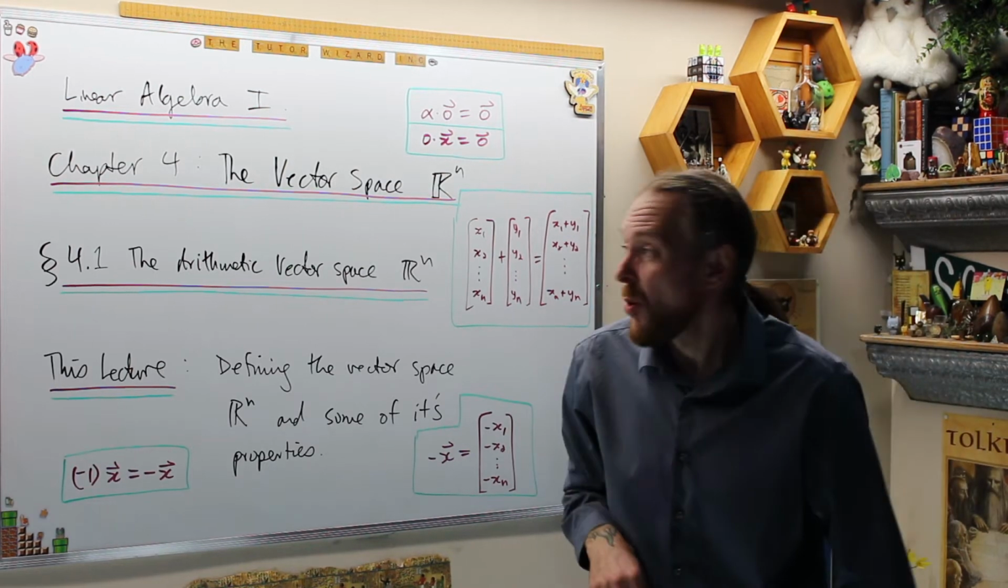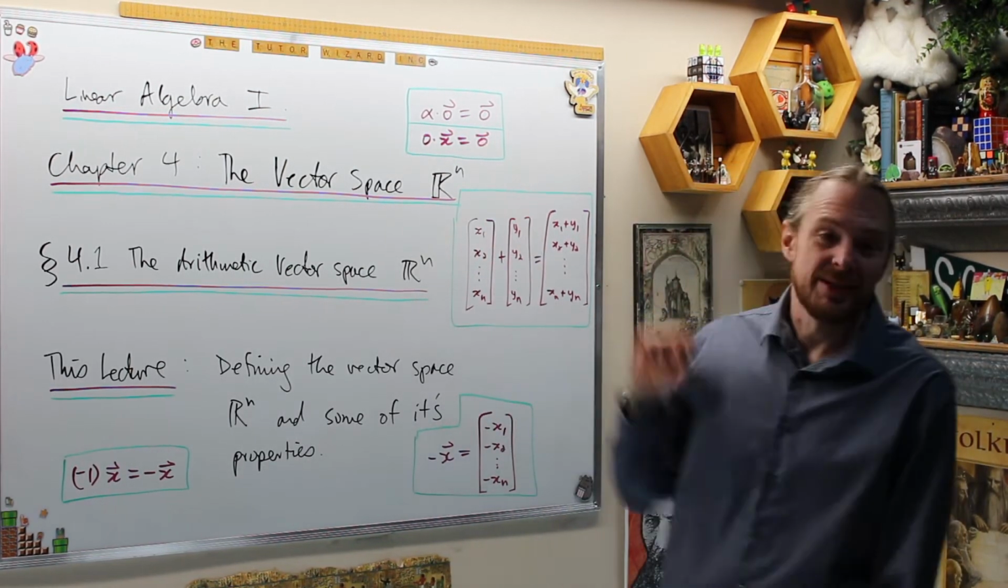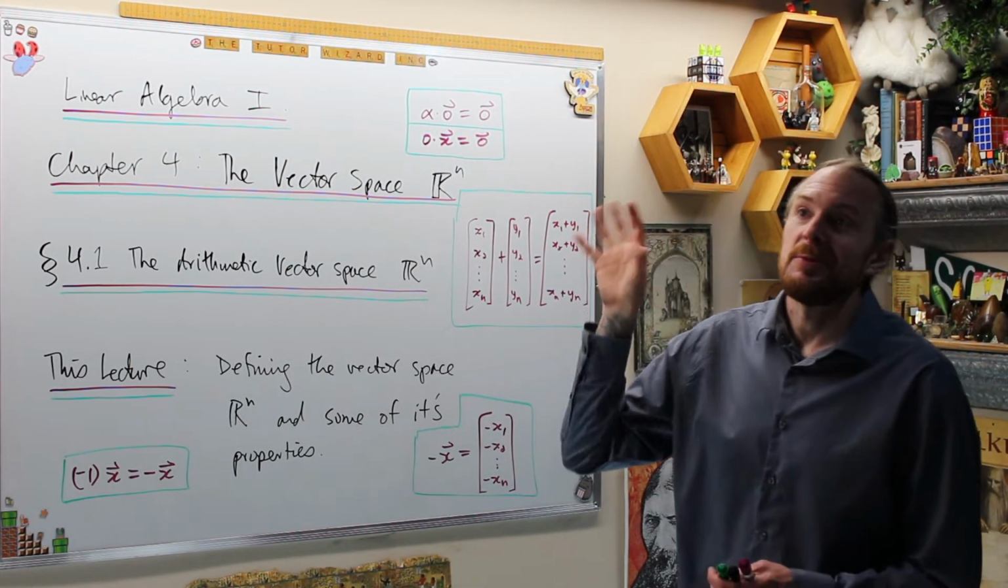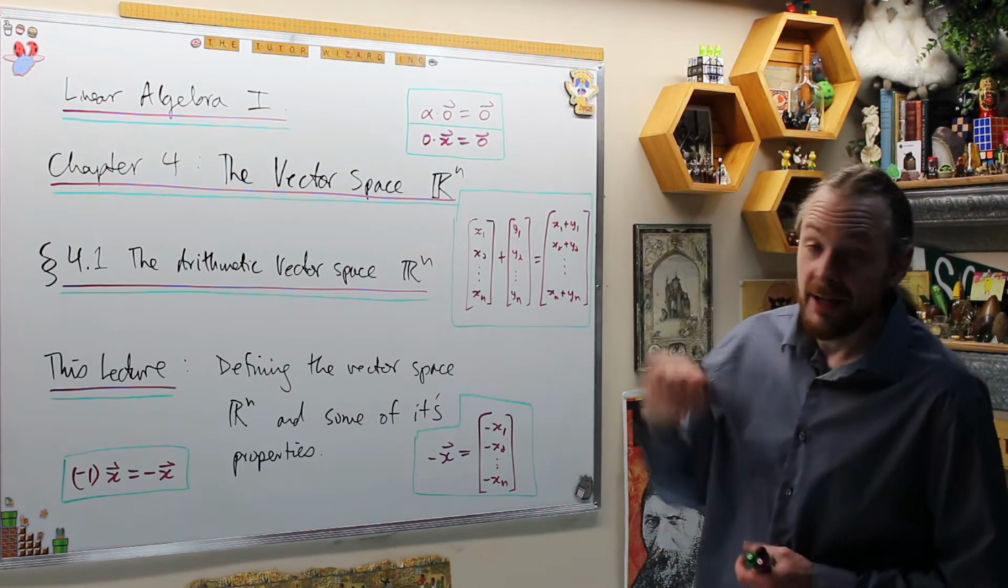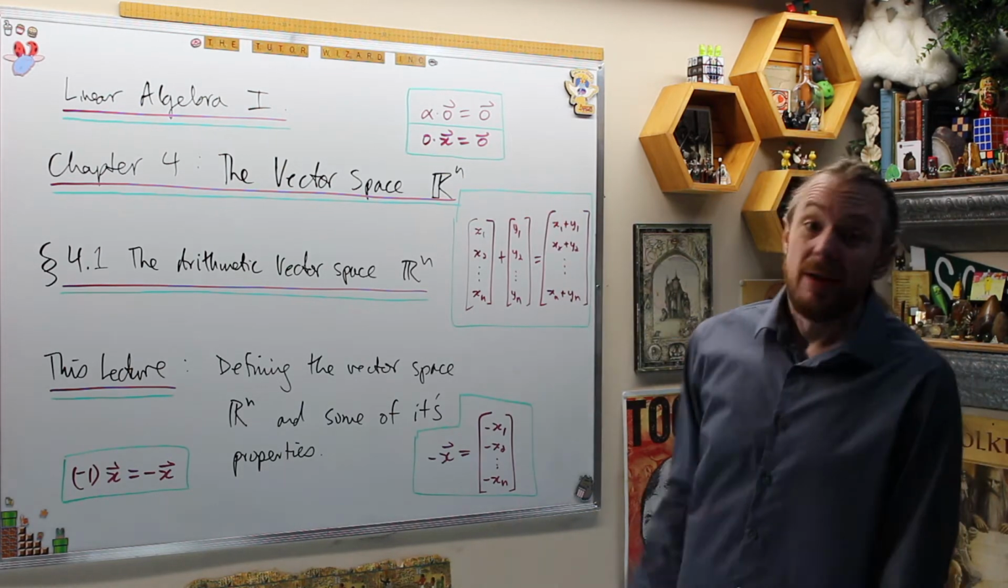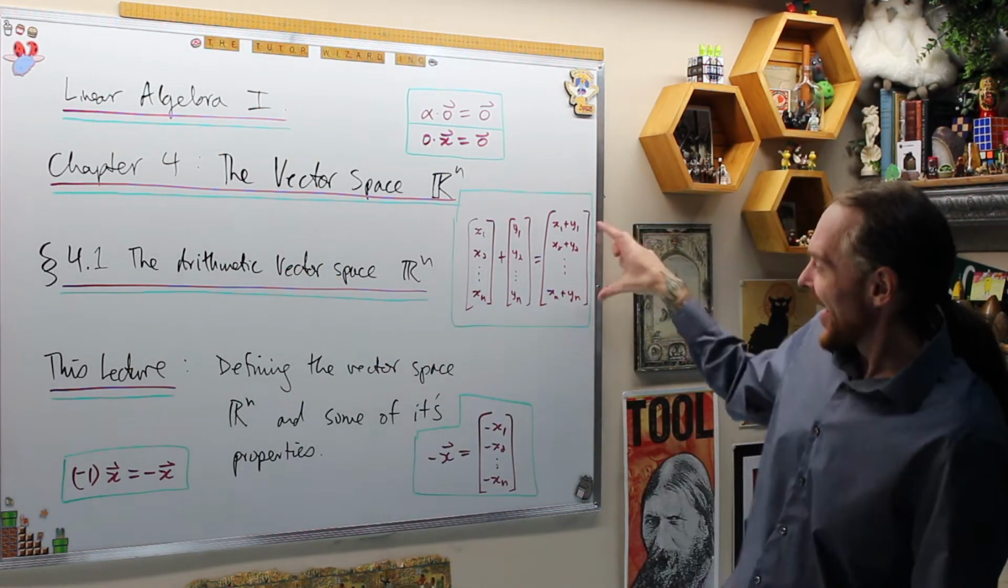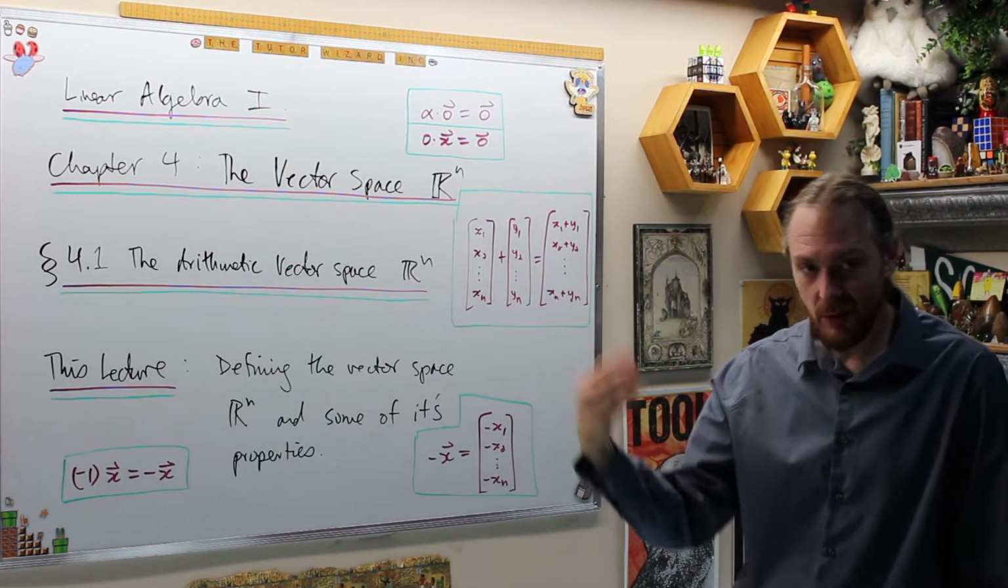We're doing Linear Algebra 1. This is Chapter 4, which is just the generalization of Chapter 3, when we did these geometric vectors in 1 dimension, 2 dimensions, 3 dimensions. Now what we're going to do is get the vector space Rn, which is arithmetic vectors that have n coordinates now, not just 1 or 2 or 3.